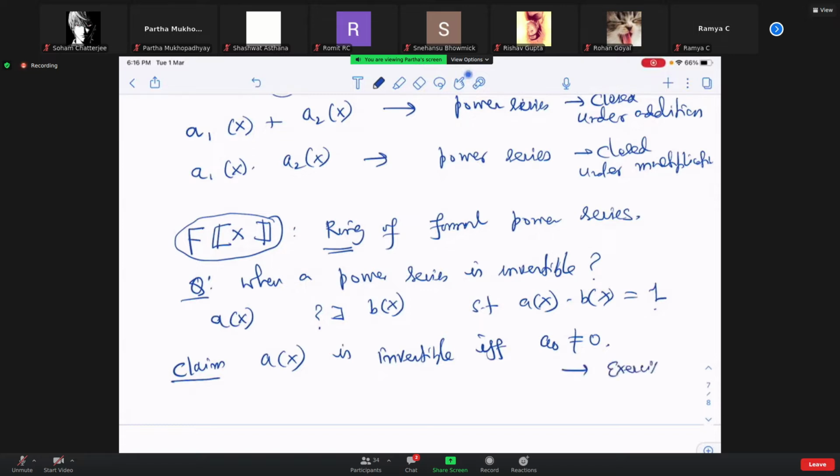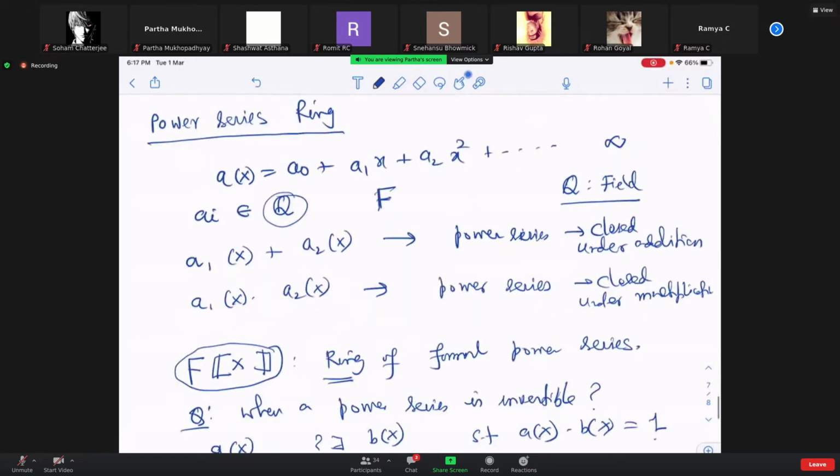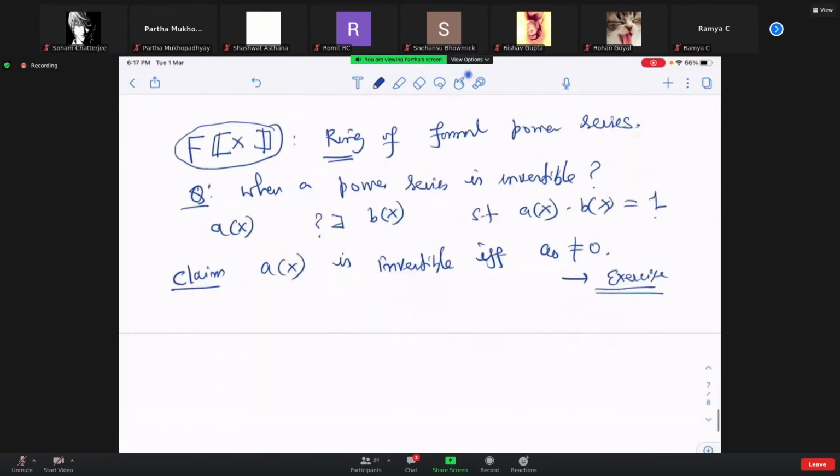So notice one thing is that here I am working with x like a formal variable. There is nothing like analytical convergence or anything. It's like a formal variable, and I am working in the formal power series ring. So there need not be any confusion. This is not a difficult statement. In fact, it's a very easy thing to prove.